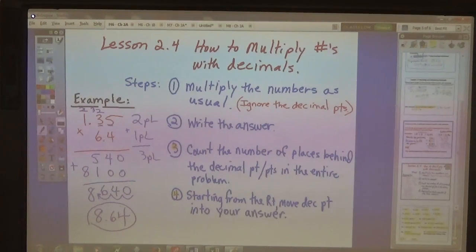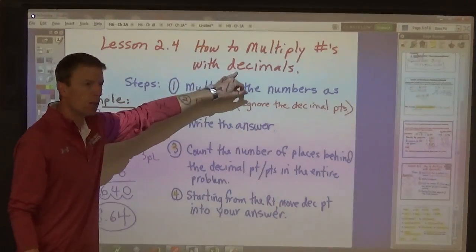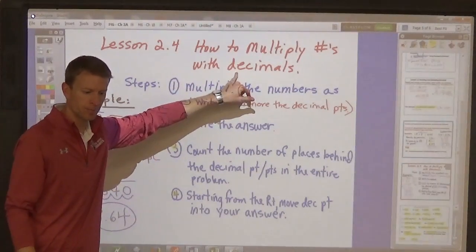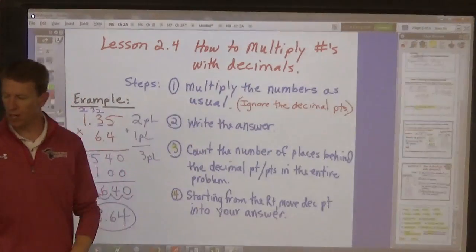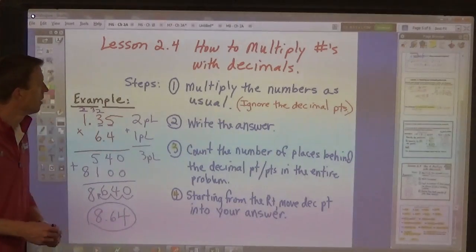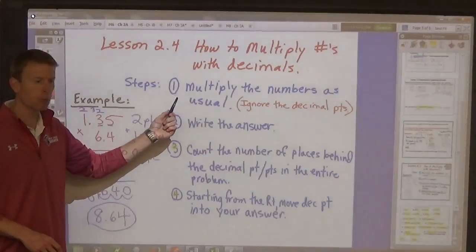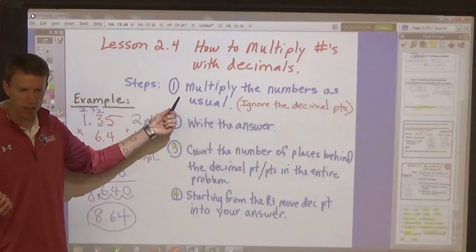Sixth graders, our lesson today is on how to multiply numbers with decimal points in them. Multiplying decimals. Okay? We covered multiplication in the last chapter, multiplying whole numbers, so the first step, you should all know how to do. Multiply the numbers as usual. You already know how to do that.